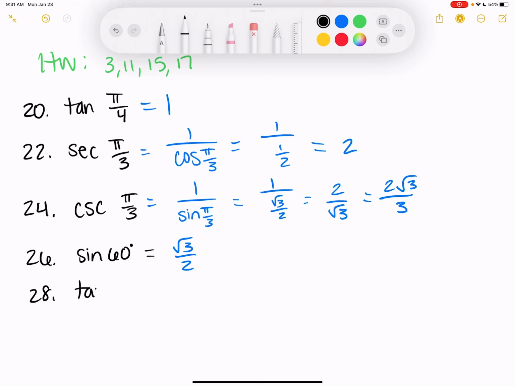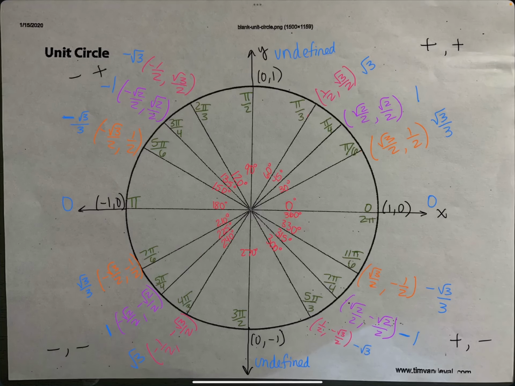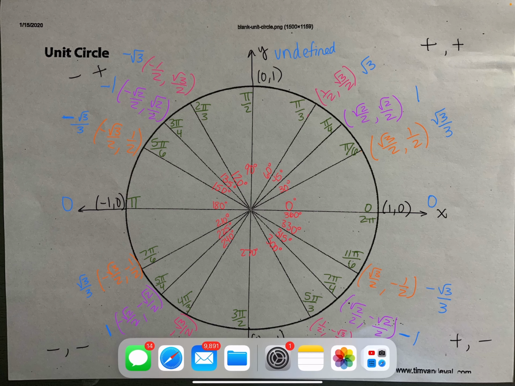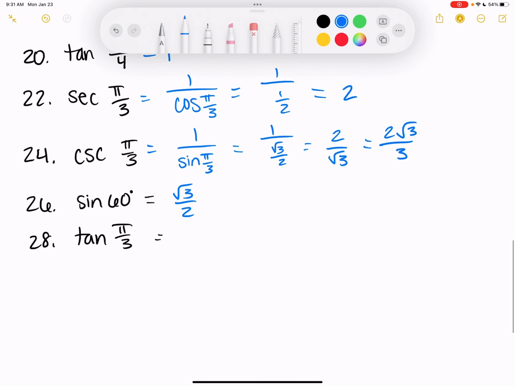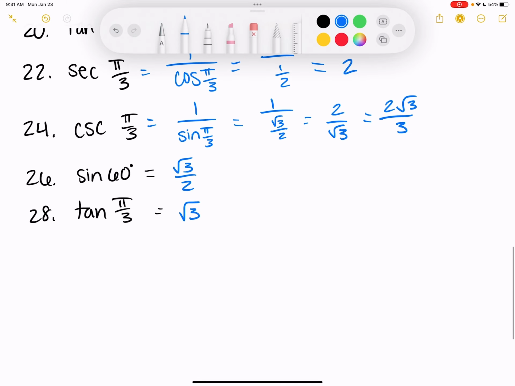Number 28, the tangent of pi over 3 would be what? Square root of 3. Yep, square root of 3. Square root. Oh my gosh, it's not coming to my head. Radical. Yeah, I was about to say that.